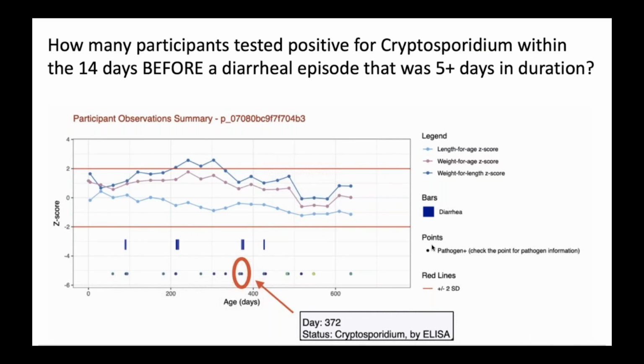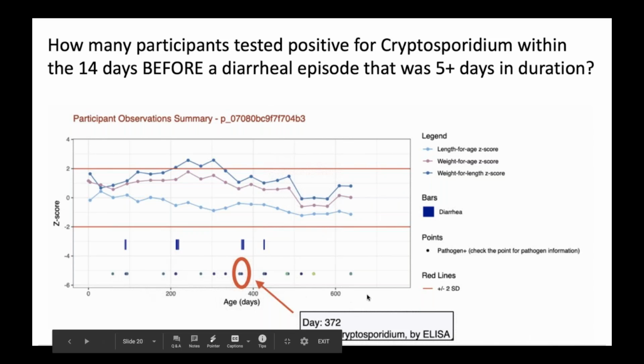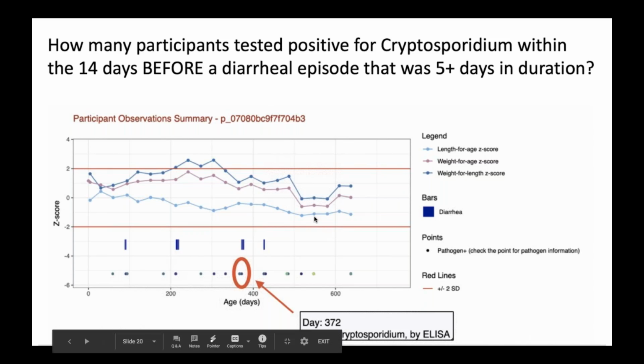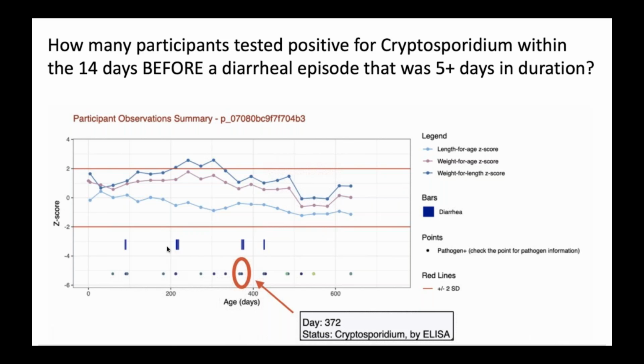Let's take a look at longitudinal data from a single participant in the MALI-D cohort. Here you can see data from this participant over time during the follow-up period of the MALI-D study. We can see that their anthropometric measurements generally stay within the normal range. We can also see that this participant had 4 episodes of diarrhea, which are represented by these blue bars. The thicker the bar, the longer that episode of diarrhea lasted.